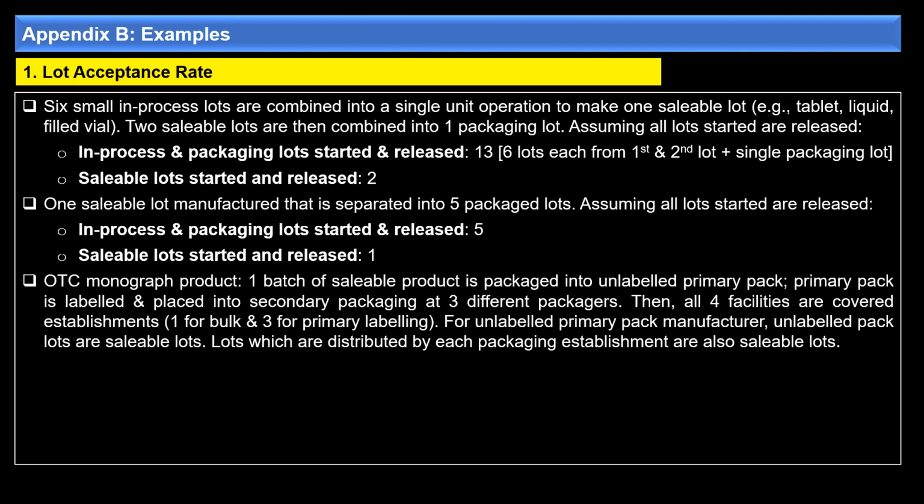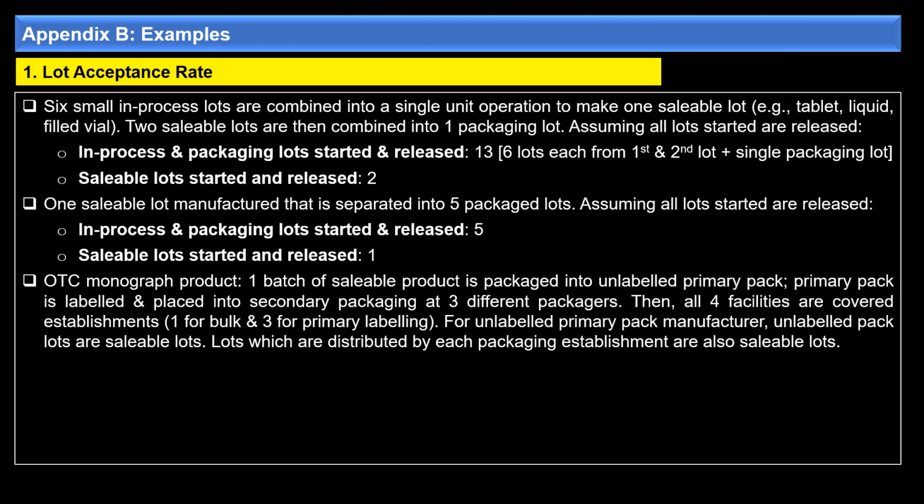For example, for an OTC product, one batch of a saleable product is packed into an unlabeled primary pack. The primary pack is then labeled and placed into secondary packing at 3 different packers. So there are 4 sites involved in total. One is where the batch is manufactured and packed into unlabeled primary packing, and then that primary pack is labeled and placed into secondary packing at 3 different packers.